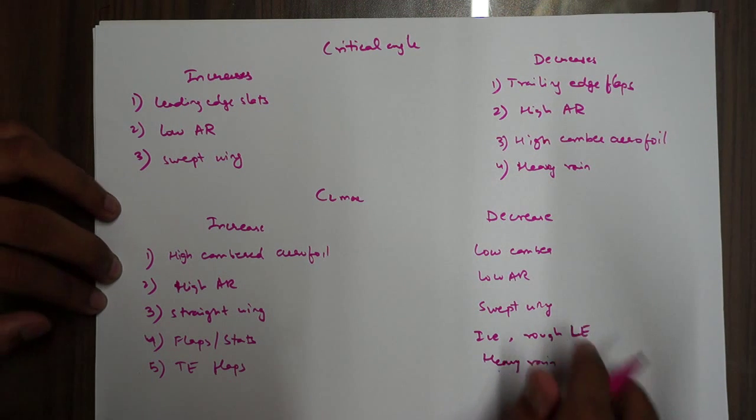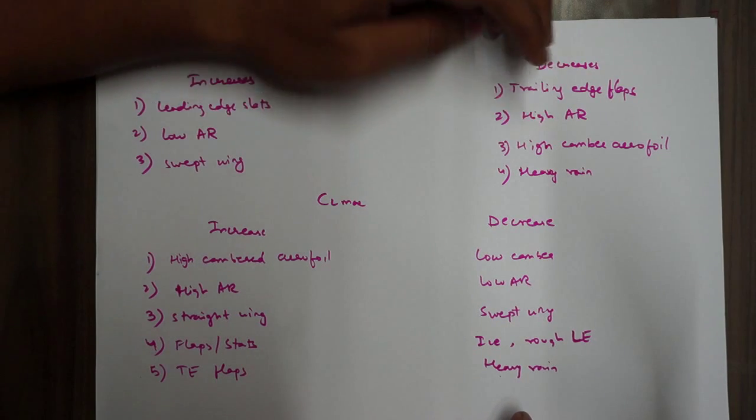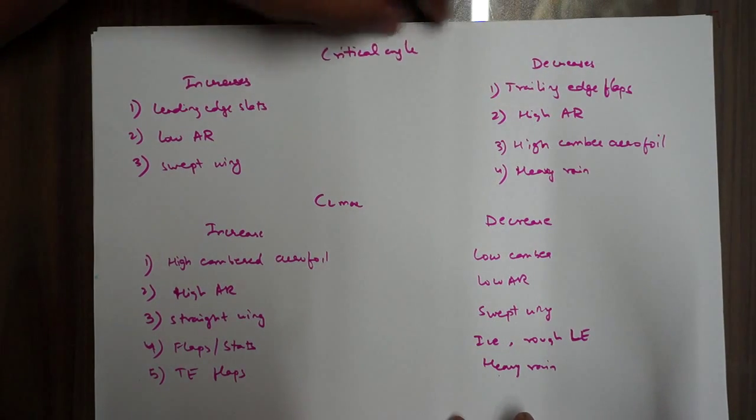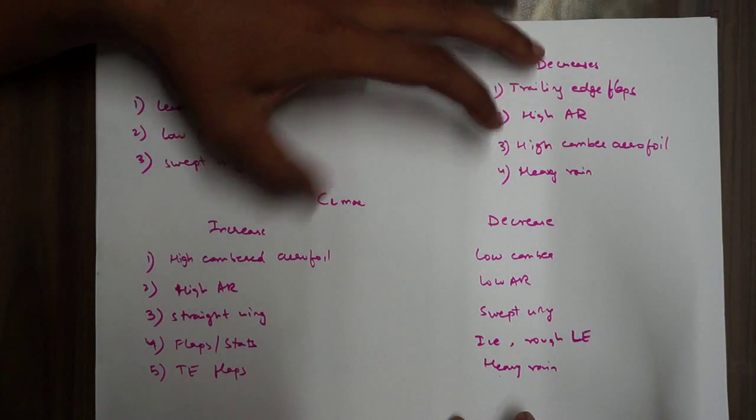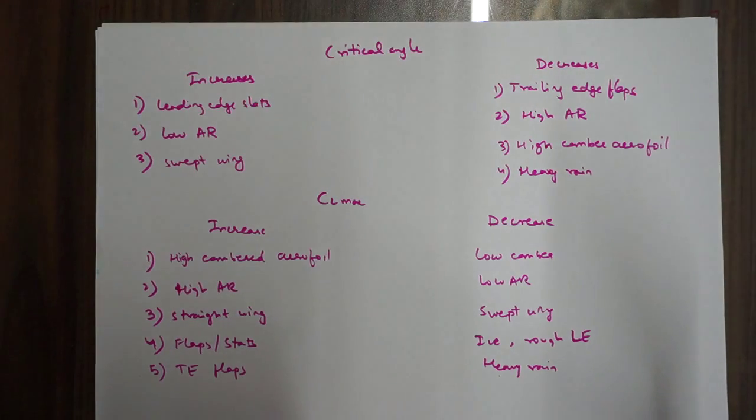You might wonder, there are a few contradictory points. Say a high camber aerofoil will give you a decrease in critical angle, but an increase in CLmax. So it's basically a compromise that we have to choose, a compromise in wing form. All right, so that's all about stall. So we are largely done with the transonic aerodynamics.